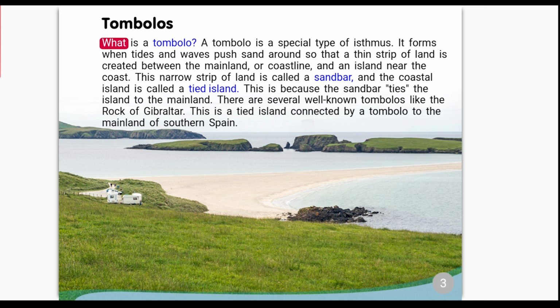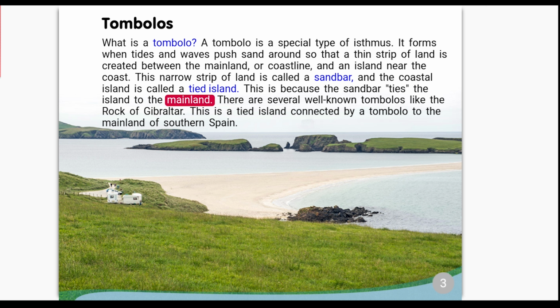Tombolos. What is a tombolo? A tombolo is a special type of isthmus. It forms when tides and waves push sand around so that a thin strip of land is created between the mainland or coastline and an island near the coast. This narrow strip of land is called a sandbar, and the coastal island is called a tide island. This is because the sandbar ties the island to the mainland.